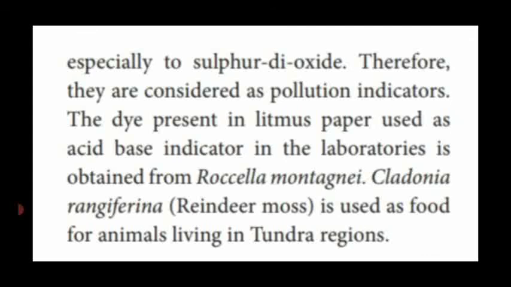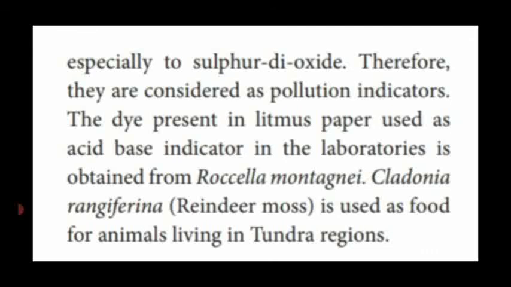Next one, Cladonia rangiferina. It is named as reindeer moss. The reindeer is found in a region like the tundra region. It is a reindeer moss, which is used as a food material for animals living in the tundra region. So this is the moss plant which is present in the tundra region. It is used as food material for the animals present in the tundra regions.